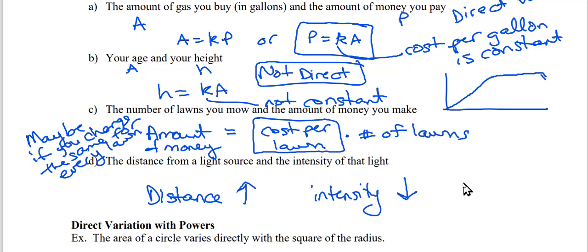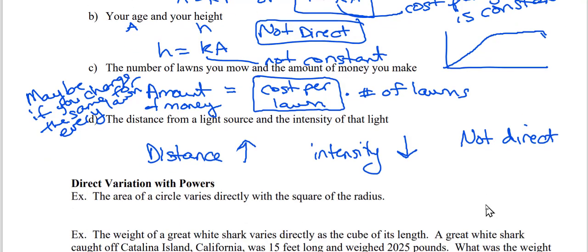This would not be direct variation. We're looking at one variable increasing and the other decreasing. The further away you get from a light source, the less intense it is. So not direct variation.